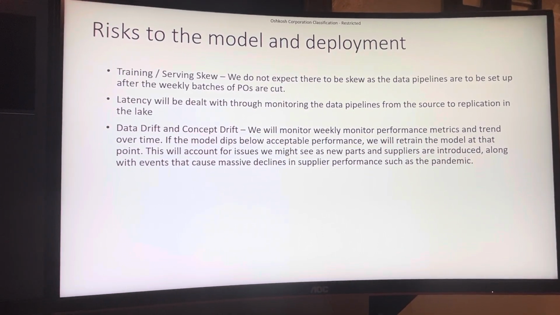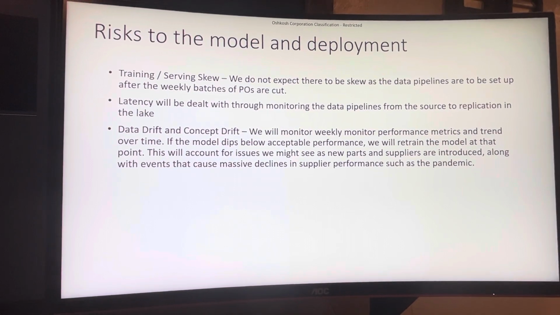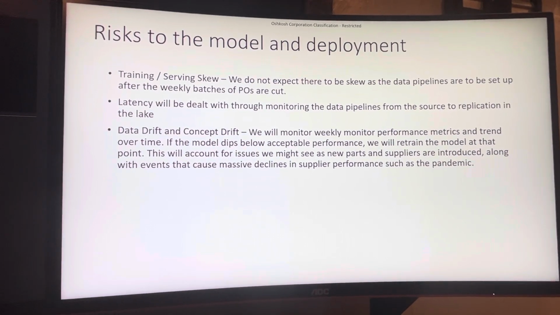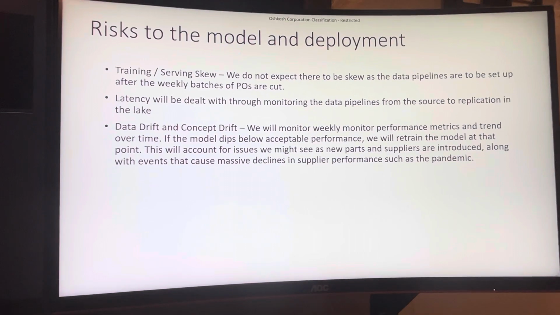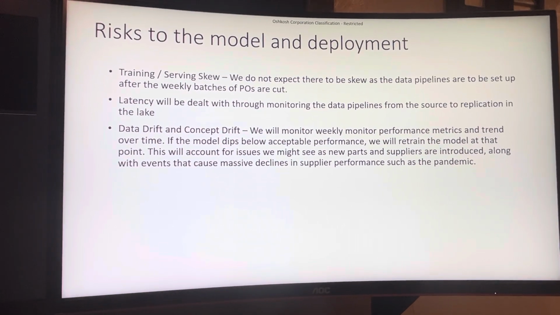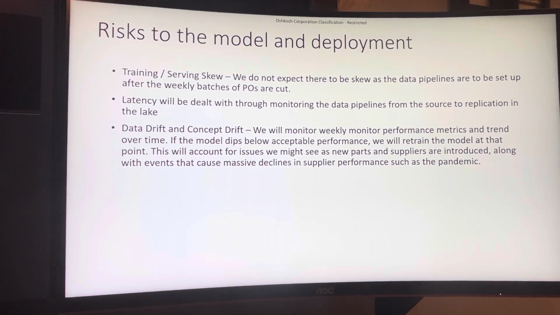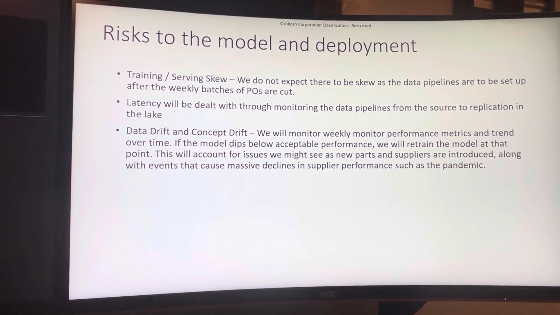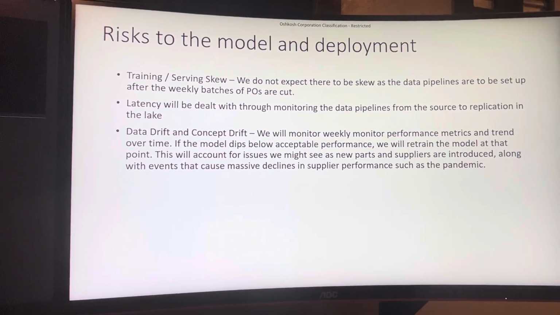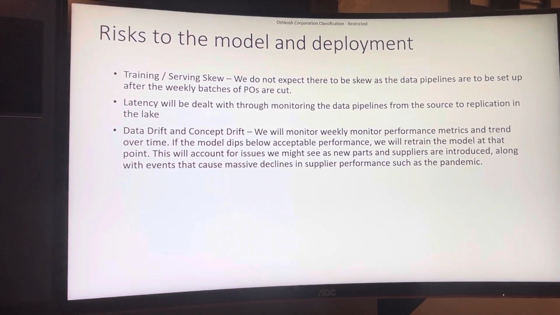The elements that are really going to cause these are going to be things like new parts, new suppliers, new things, or like events that are going to cause massive declines in supplier performance. So if we see model performance dip below a percentage, and we'll get that percentage from the business, then at that point we'll set the model to retrain. So this is the past due prediction model. Thank you for listening, and that is all.